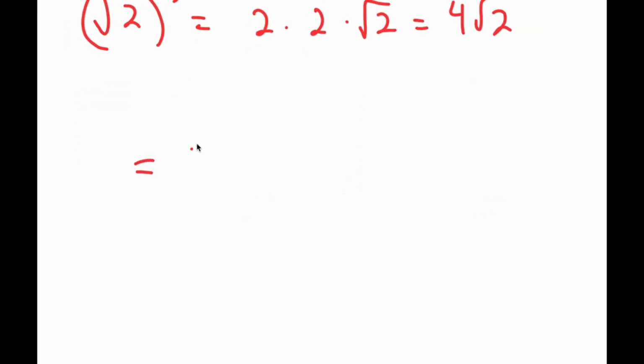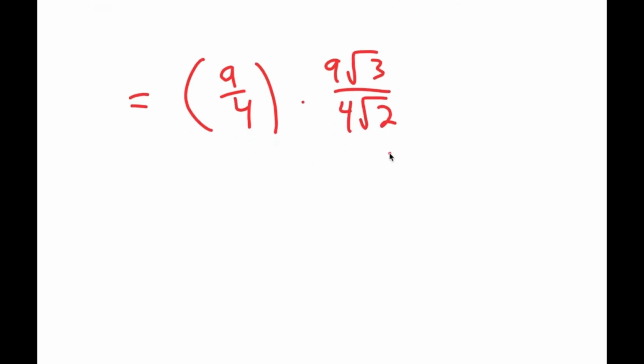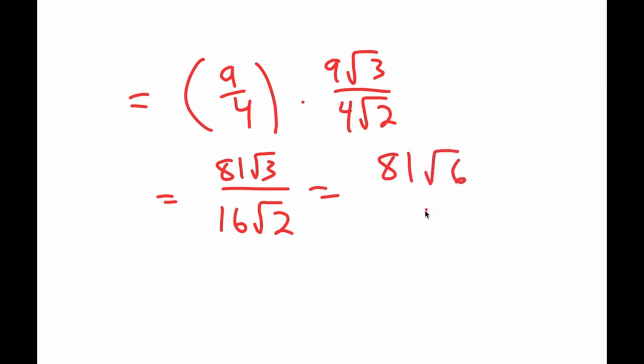So now I get 9/4 times 9 root 3 over 4 root 2. And if I multiply 9/4 with this, I get 81 root 3 over 16 root 2, which turns into 81 root 6 over 32. So this is my answer.